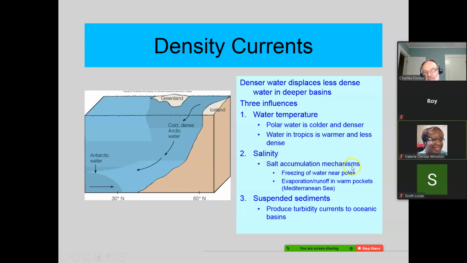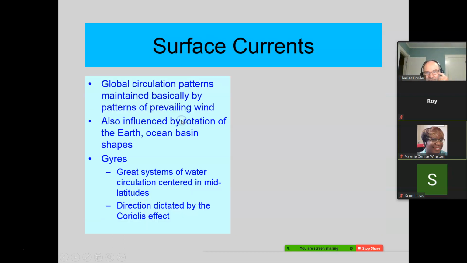Okay? The second of these density influencers is salinity. Salt accumulation mechanism. Well, number one, when you freeze water near the poles, it's fresh water that gets frozen. There may be little bits of salt trapped in there, but not much. So your water has more dissolved solids in it, which makes it a little denser. So freezing water near the poles, not just the coldness, but now the salinity makes it denser as well.